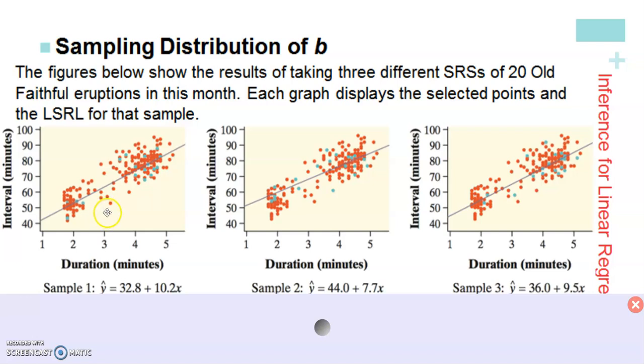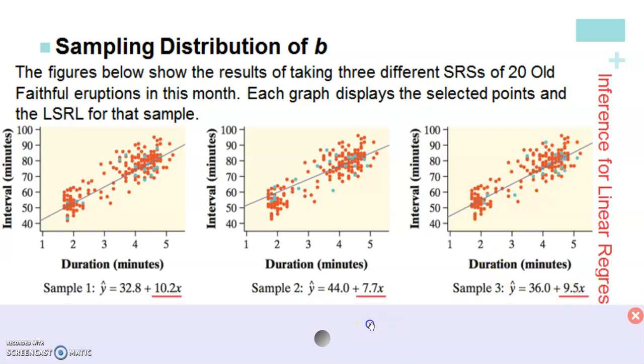Each one of these, if you can see here, the blue dots, or the kind of bluish-green dots, are the sample of size 20, which creates this line, which has this equation right here. If I take a different SRS, I get these 20 bluish dots, and I get a different line, which has an equation right here. And then sample 3, there are 20 bluish-green dots here. Those would give this line, which has this equation right here.